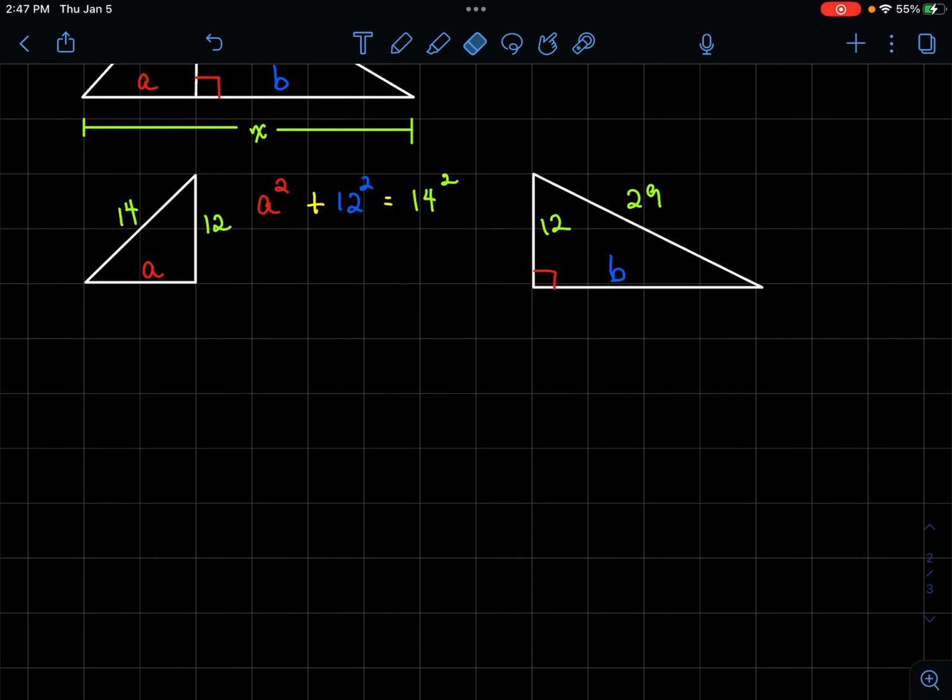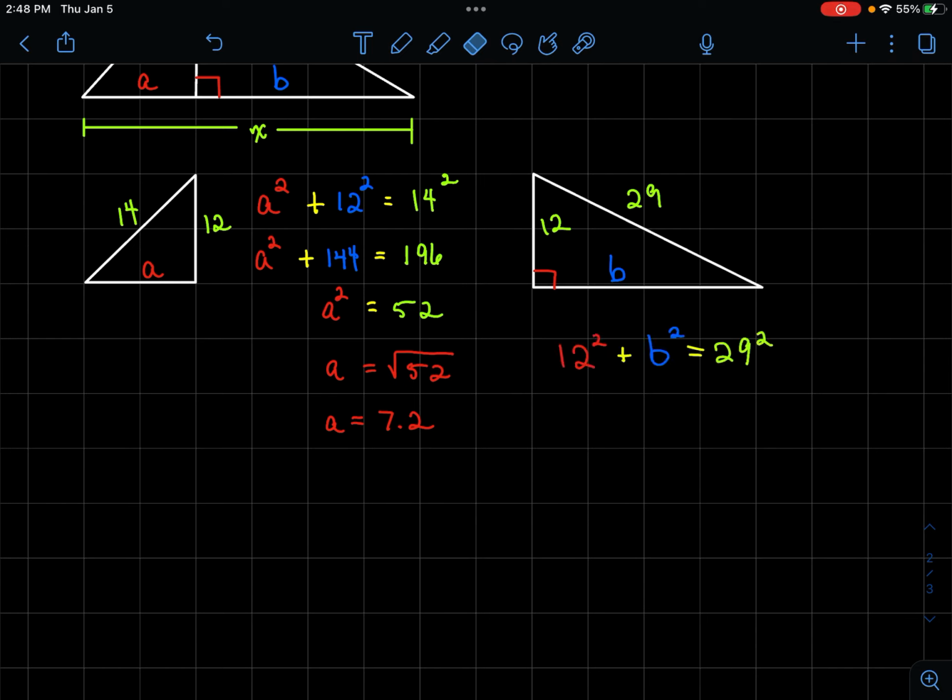So we'll start with the smaller triangle, giving us a squared plus b squared equal to c squared. Our b, in this case, is the 12, the height of this triangle, and the hypotenuse would be 14. Simplifying the squares, we have a squared plus 144 equal to 196, and then I can subtract 144 to the right side, and then square root both sides, and the square root of 52 would give us a decimal value of 7.2 when we round to the tenths. Now we move on to the bigger triangle. Let's do the Pythagorean theorem for it and find out what b is equal to, which gives us 12 squared plus b squared equal to 29 squared.